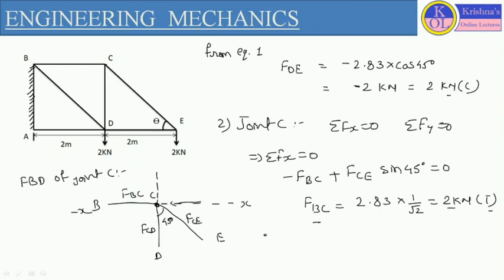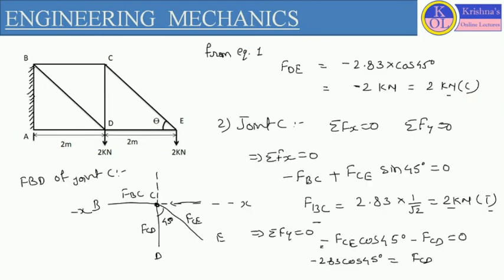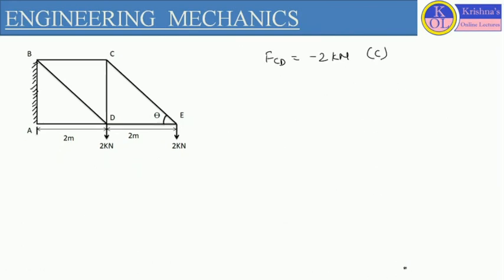Now let's define another term, that is summation of Fy equals to 0. Here we have this equation if we resolve all the forces in y direction. FCE is in downward direction, so it will be minus FCE cos 45, and another force is also in minus y direction, so it will be minus FCD, equals to 0. If we solve this, we will get the value of FCD, it is minus 2 kilonewton. Since it is minus, it will be compressive.